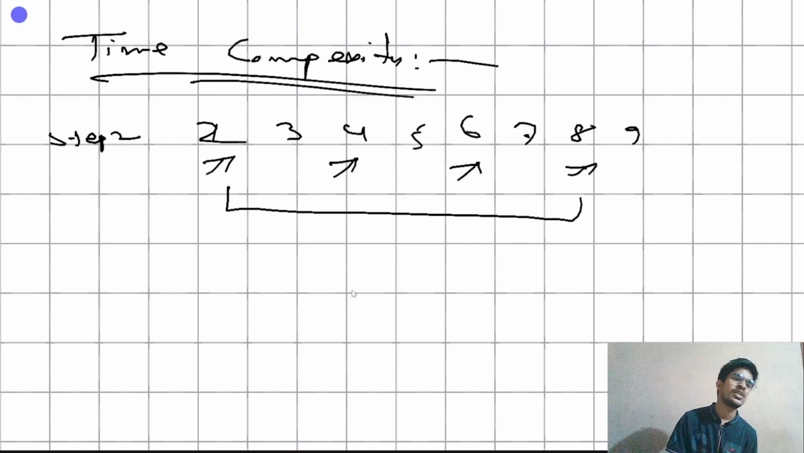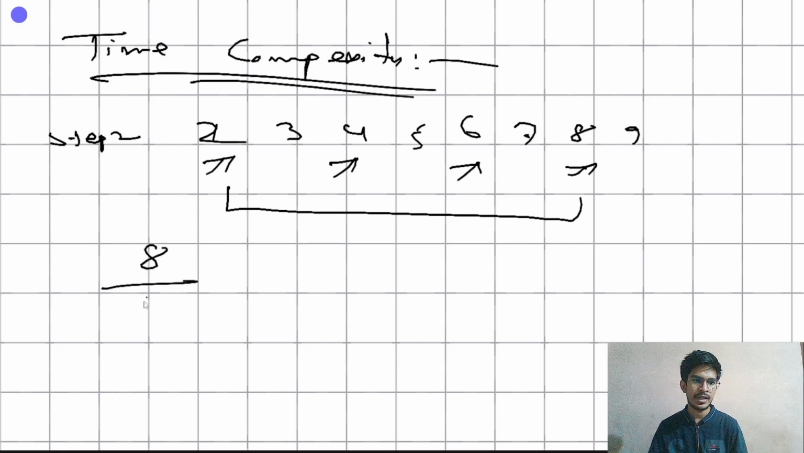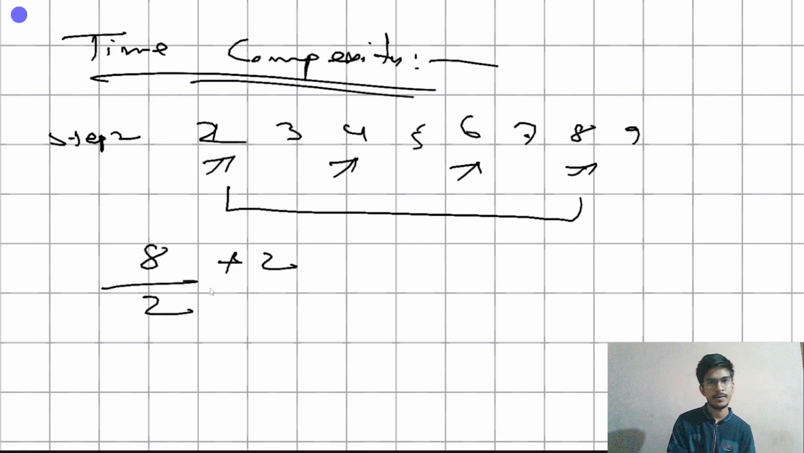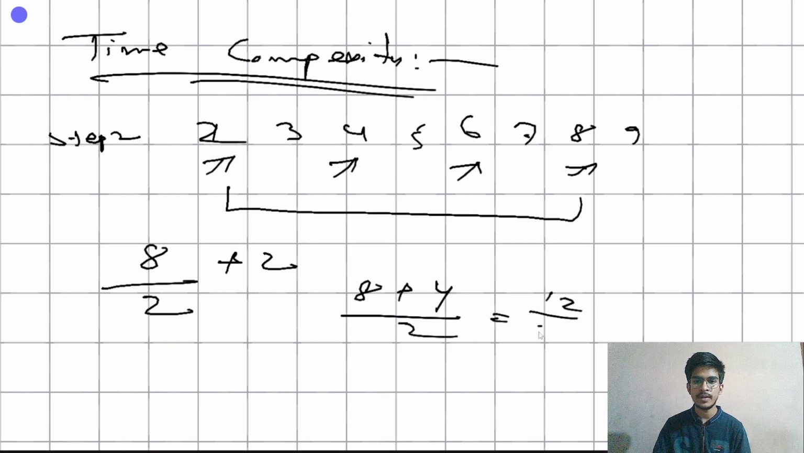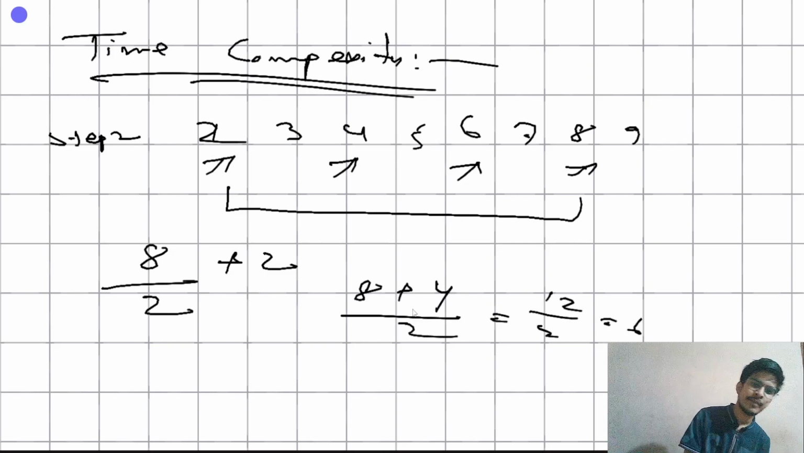That means this is the number of steps, and upon n, right? So for 4 iterations, whatever the number, 8 divided by 2 we have done, plus we're also taking 2 here. So it will be 8 plus 4 divided by 2, it will be 12. 12 divided by 2 will be 6, right? It will be 6.